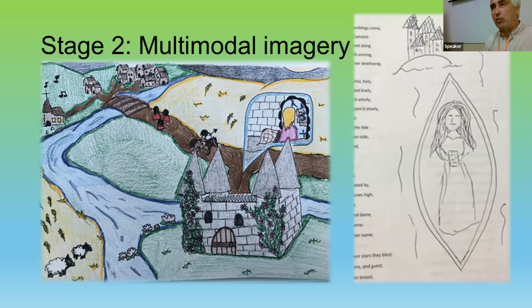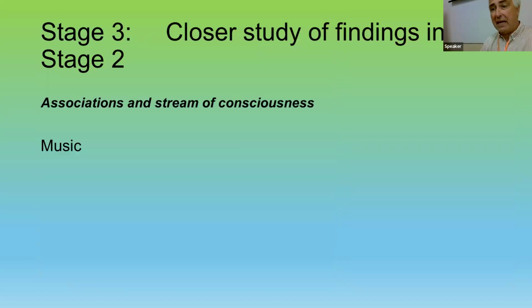So the poem was just four parts, so there are four drawings for each group. Working in this, what would you associate with this? How does it trigger your own world? And we work with the stream of consciousness.